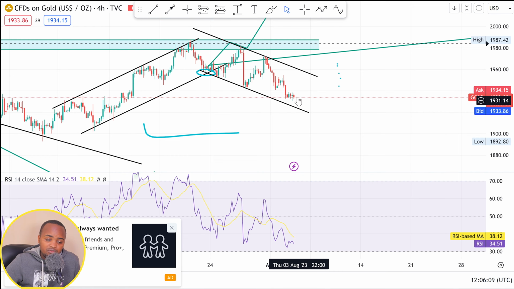And you can see this is the 4 hour time frame, but if you go to the 1 minute time frame, you're just going to see a lot of noise.